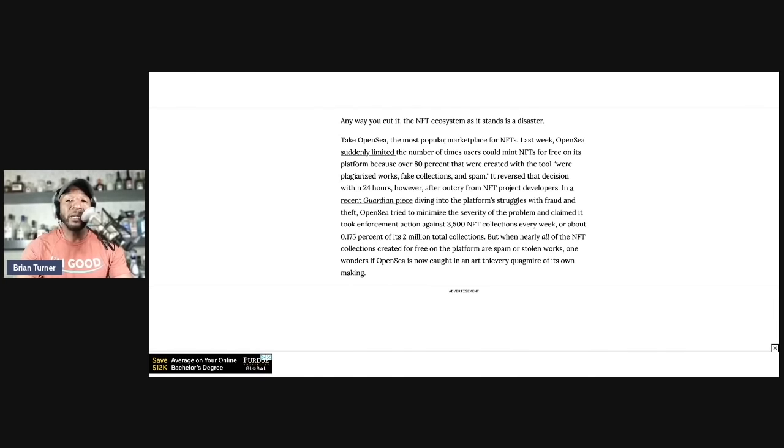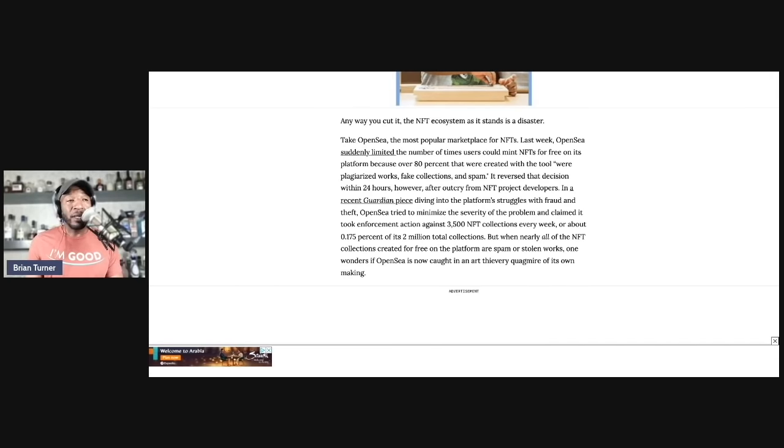So this part says, take OpenSea, the most popular marketplace for NFTs. Last week, OpenSea suddenly limited the number of times users can mint NFTs for free on this platform because over 80% of those created with the tool were plagiarized works, fake collections, and spam. Let me just tell you, the bar gang NFT is still a fairly new concept. We've received no recognition on a national stage yet. But still, every day we have to report a fake page. Basically, people go to our Twitter, our Instagram, they take our pictures and they create a collection. And I'm just like, how?